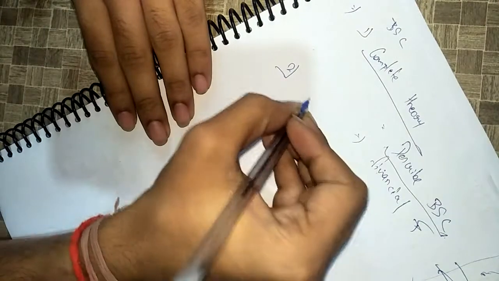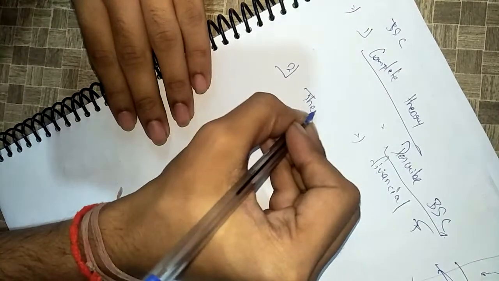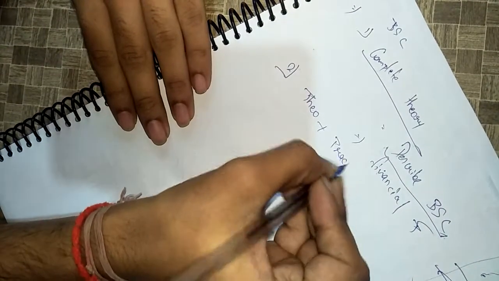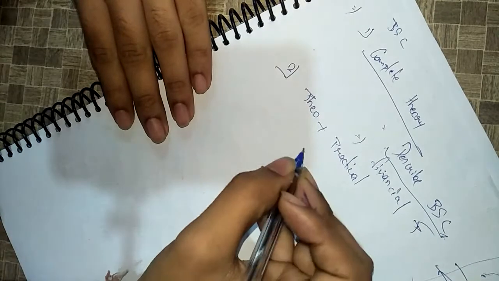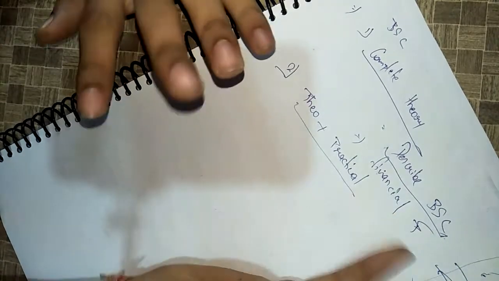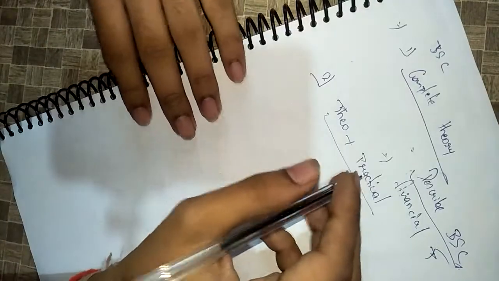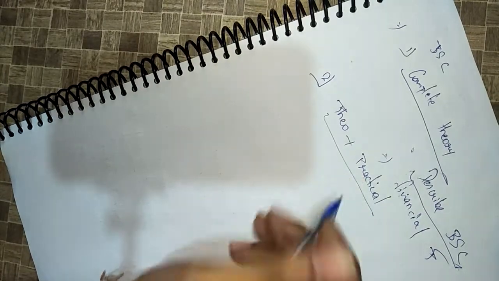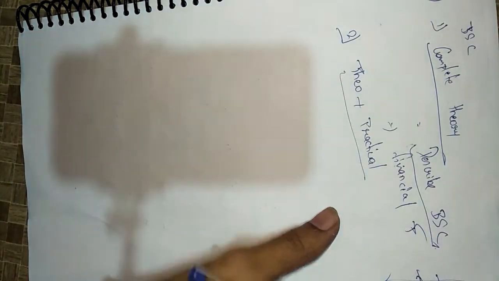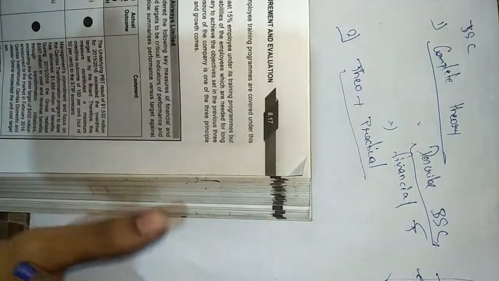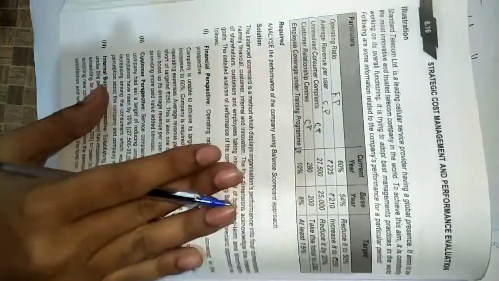The second type of question can be theoretical plus practical. I could not say this is completely theory, and I could not say this is fully practical. This kind of question is given in our study material as well. Let me take that from there. Wait a second. Like this question, if you can see this illustration.